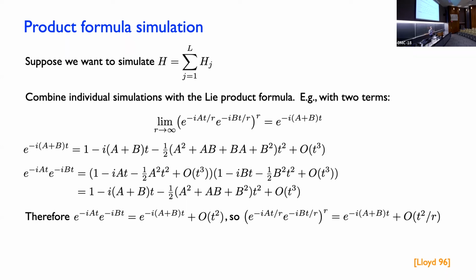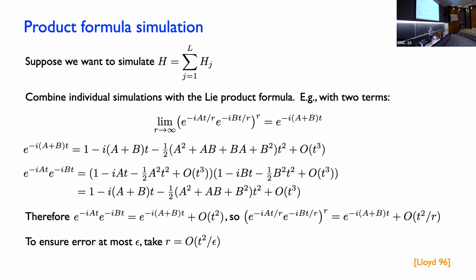But now I do this r times, right? So with the triangle inequality, I'm going to get an extra factor of r in the error. So the error is going to be like t squared over r. And so now if I want to make that error at most epsilon, how big do I have to take r to get a simulation that's accurate to within epsilon? Well, I just set t squared over r to epsilon, and I get that r should be like t squared over epsilon.